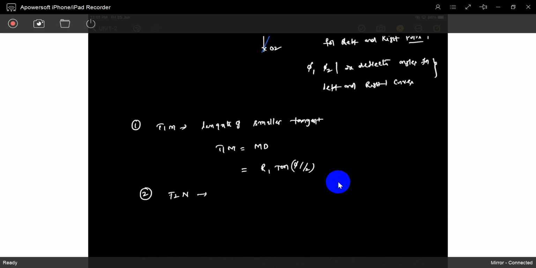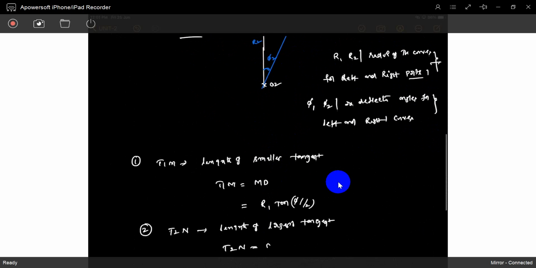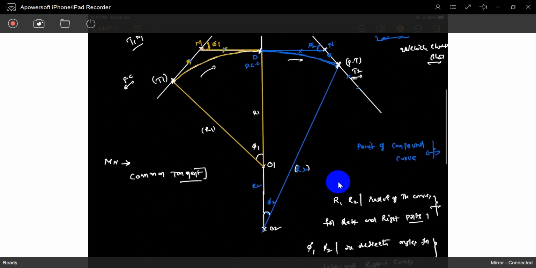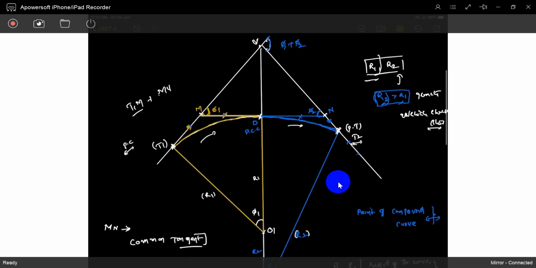T2n is called the length of the larger tangent. So T2n is equal to nd, understood? Nd is also the same thing, R2 tan phi 2 by 2. This is phi 2, so the deflection is phi 2. That's it.